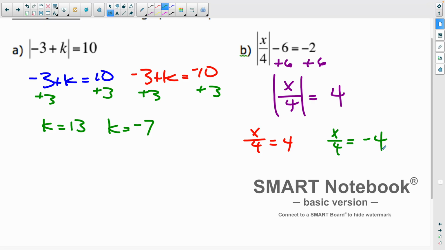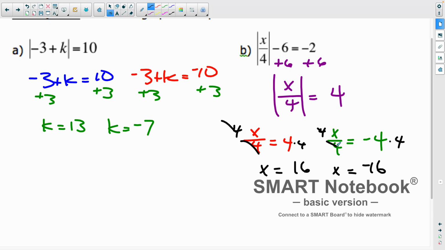How do you get the x by itself in this case? I'm dividing by 4. What's the opposite of dividing by 4? Multiplying by 4. So multiply by 4 there, multiply by 4 here. So these 4's cancel, so I'm left with x equals 16 and x equals -16.